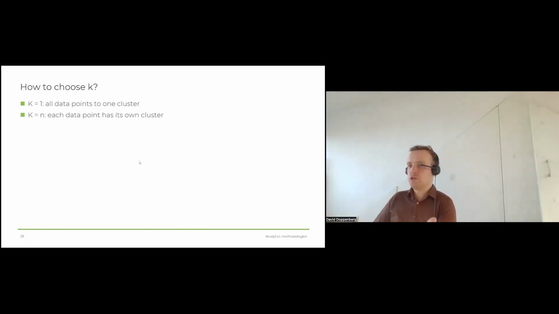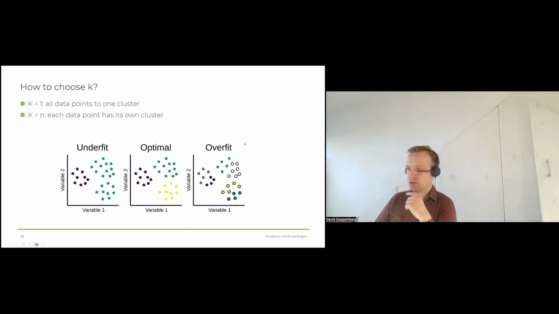So probably it should be somewhere in between. And again, you can clearly see it here in the pictures. With underfitting, you have not enough clusters, and therefore you group things together that should not be grouped together. All the way around, if you have too many clusters, you are not going to group things together that should be grouped together. And of course, the optimal one is somewhere in between.